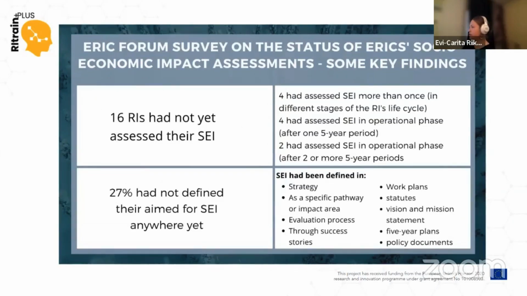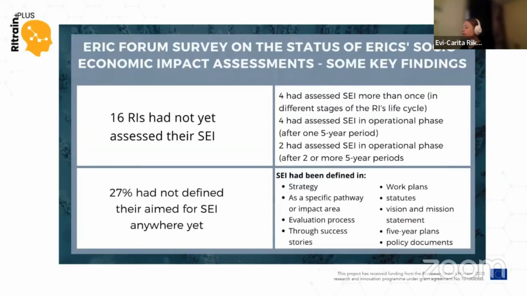16 out of the 26 had not yet assessed their socioeconomic impact. And of those that had assessed, 4 had done it more than once. So they had conducted this assessment in different stages of their RI's life cycle. 4 of them had done it after the first 5-year period, so in the early operational phase or after the very first operational years, and 2 had assessed it later on, so after 2 or more 5-year periods.